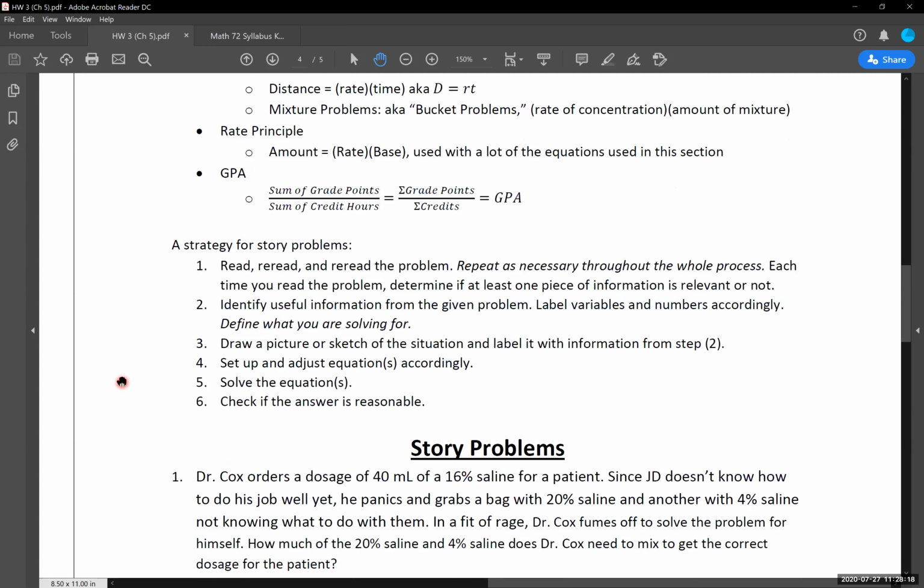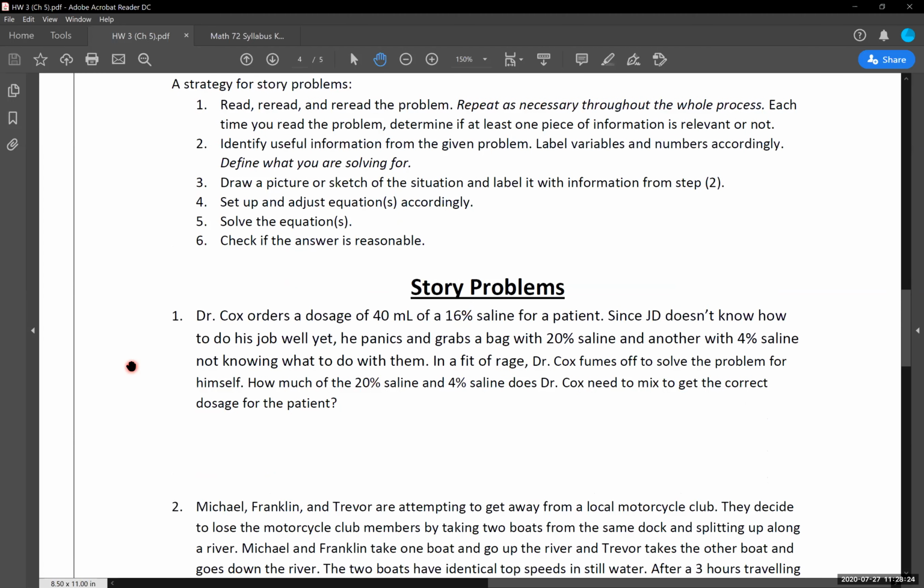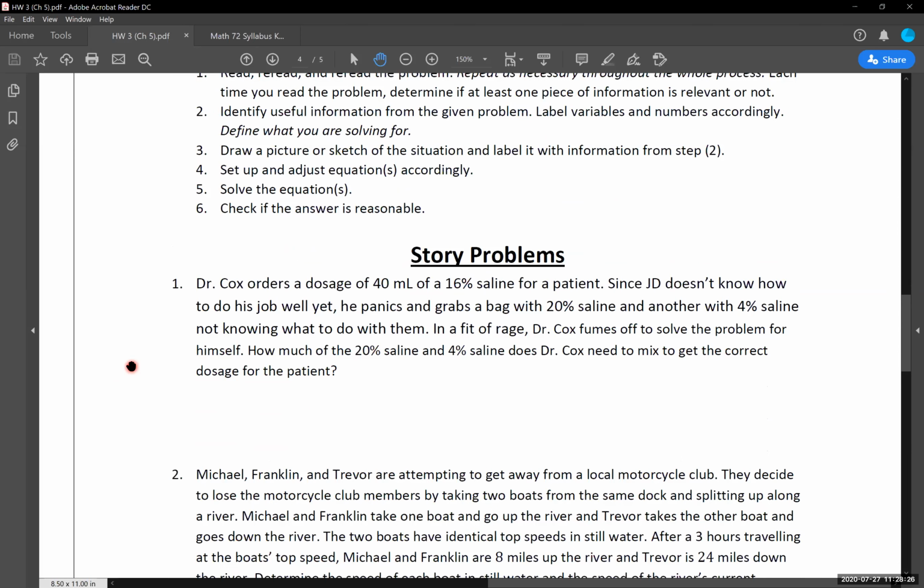So let's dive into a couple of these story problems now. Again, we've got 4 ready to go here. We'll get through as many as we can today. And if we need to go through more of them maybe tomorrow, then we'll do that.